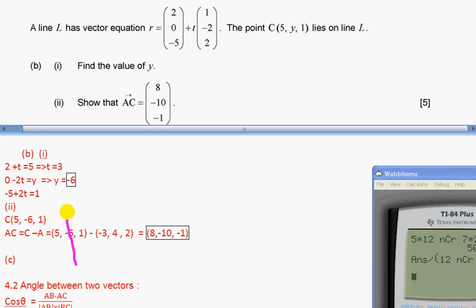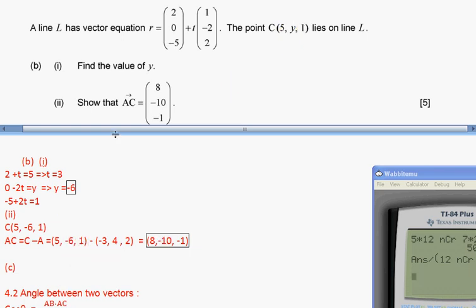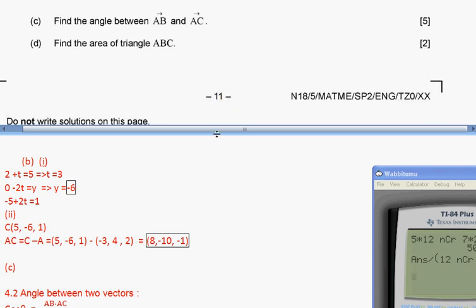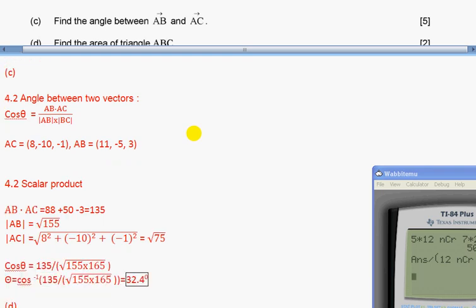So section 4.2, the angle between two vectors can be found from cosine theta, which is equal to the scalar product of AB and AC divided by the magnitudes. So AC and AB are given by these coordinates. For the scalar product, again there is a formula in 4.2. You multiply each coordinate and add the products of all coordinates. So you get these values.